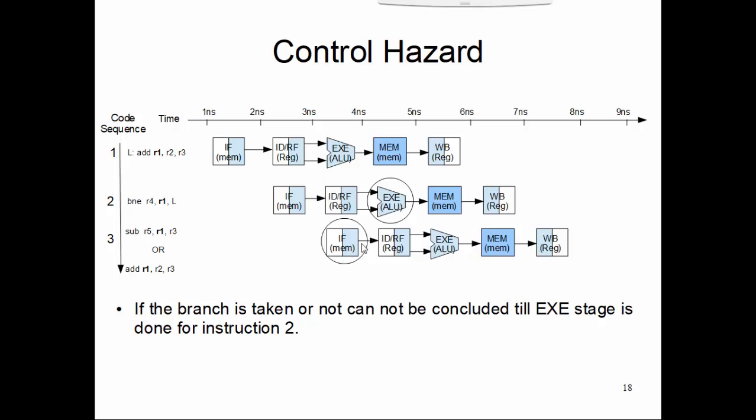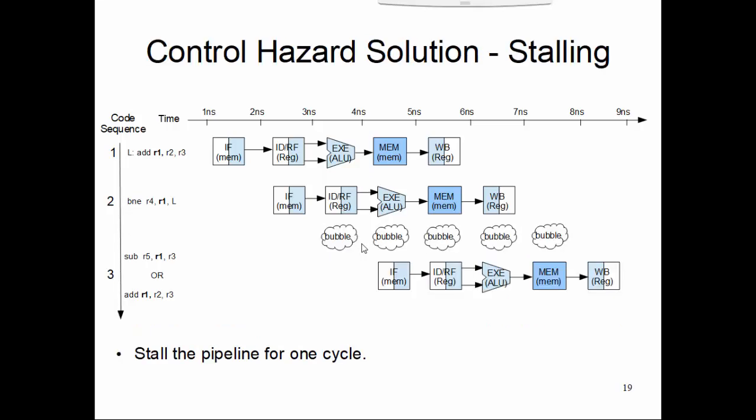Of course, one would say, okay, you put in a stall. Basically, you need to make sure you start only when you know the result out of the EXE. EXE completes at the 5th nanosecond, and only then can you start the instruction fetch for the 3rd instruction if you go with the stall. So I think this is a typo. Please note, it is a stall for the pipeline of 2 cycles, not 1 cycle. You need to stall 2 cycles before you can determine whether the branch is taken or not taken.